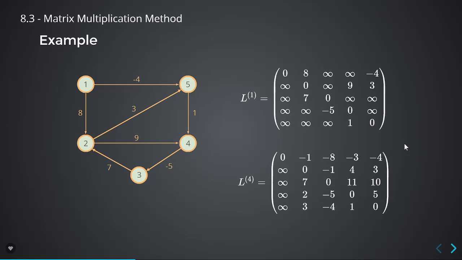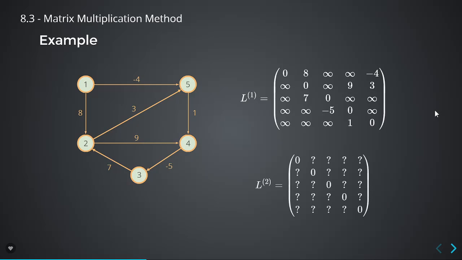Now, I think the best way to explain this algorithm is just to go through an example. So that's what we're going to do. We're going to use this graph as an example, and the answer is going to be L4 here. So we're going to start with L1, which is the adjacency matrix. And let's see how we compute L2.